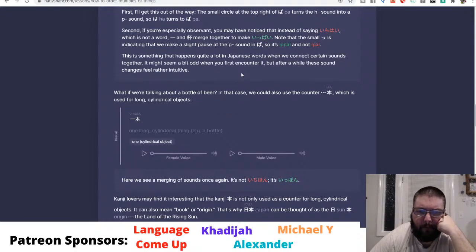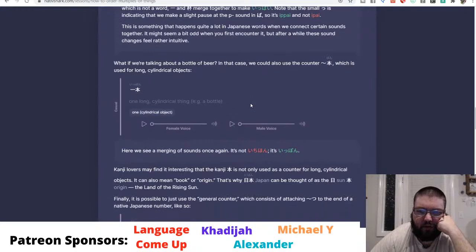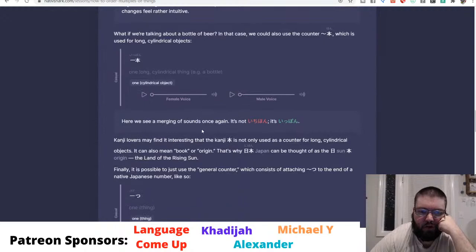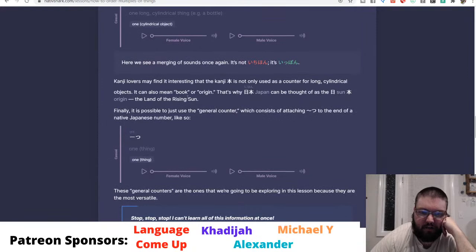What if we're talking about a bottle of beer? In that case, we would also use the counter hon, which is used for long cylindrical items. Ippon. Here we see a merging of sounds once again. It's not ichihon, it's ippon. Kanji lovers may find it interesting that the kanji hon is not only used as a counter for long cylindrical objects, it can also mean book or origin. That's why Nihon, Japan, can be taught as the sun origin, the land of the rising sun.